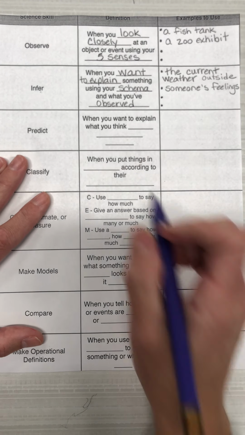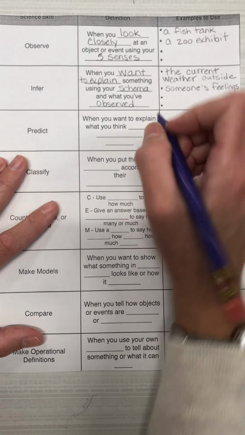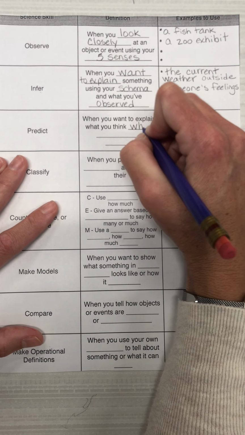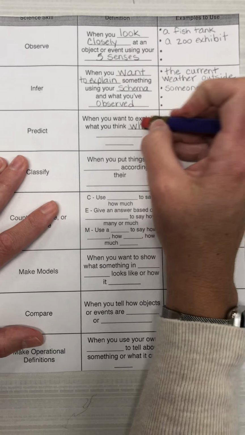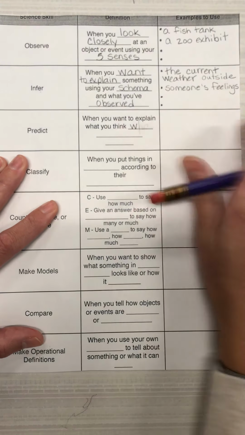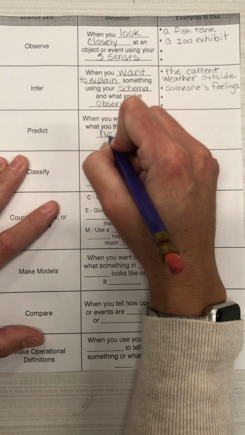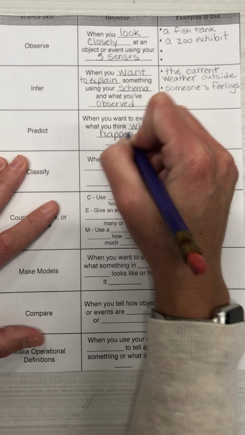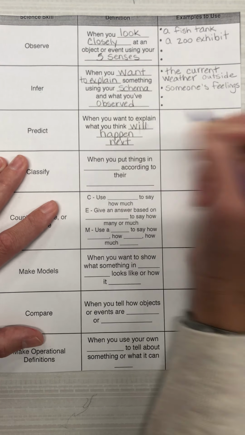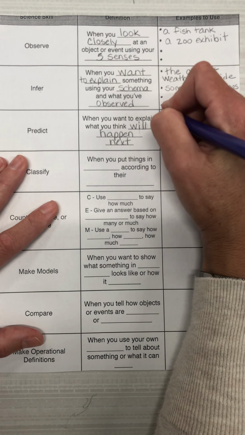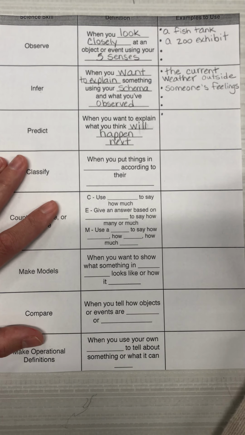Okay, predict. When you want to explain what you think will happen next, that's called predicting. So what are some things we would predict in science? Remember, if I'm going fast, you should be pausing and catching yourself up.